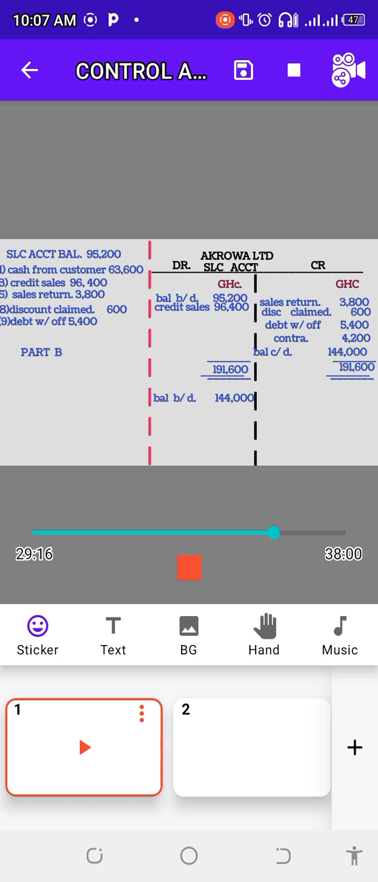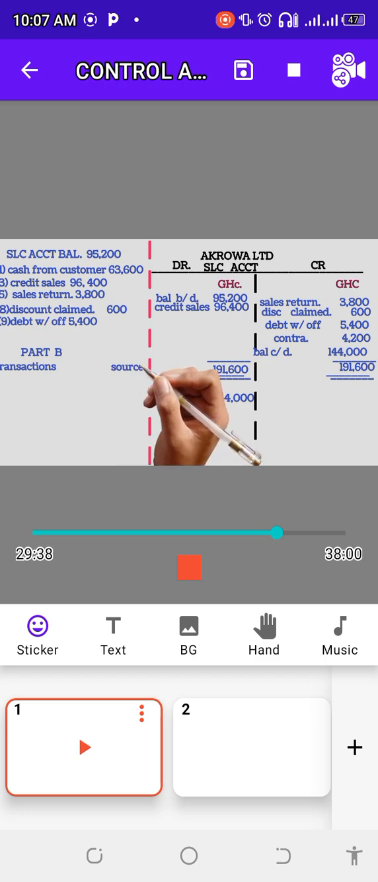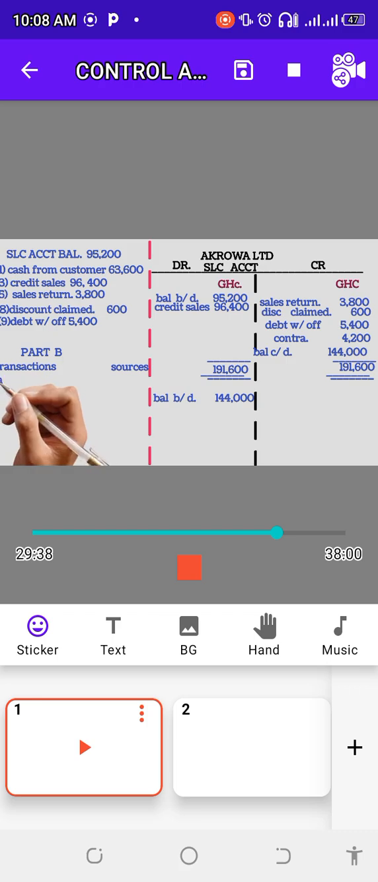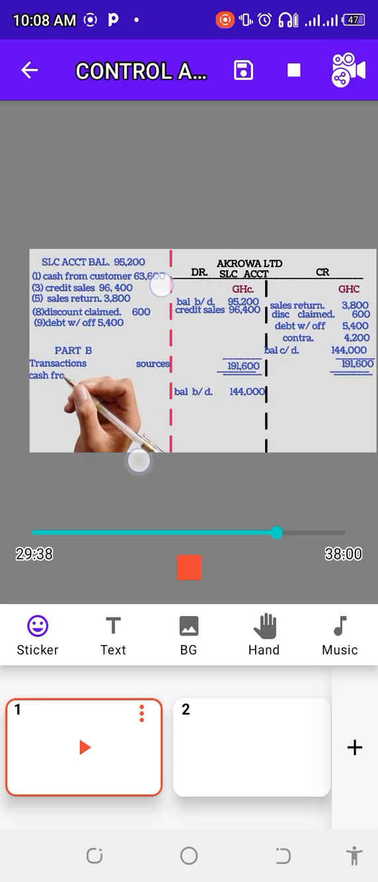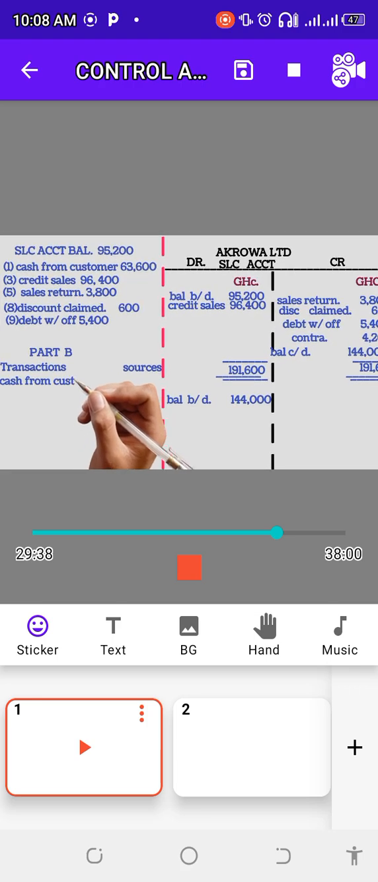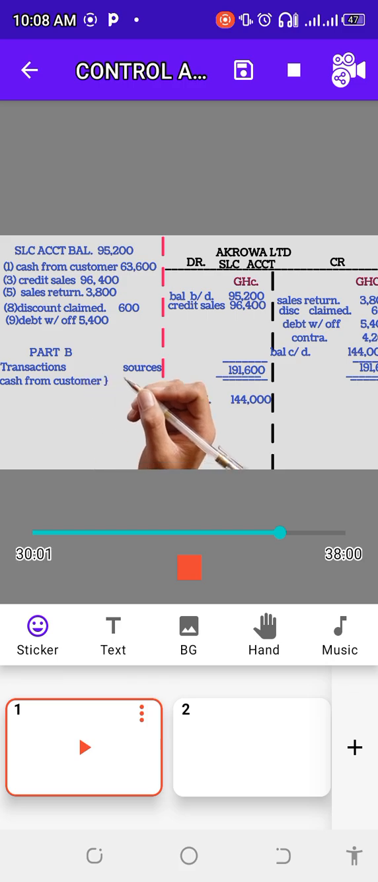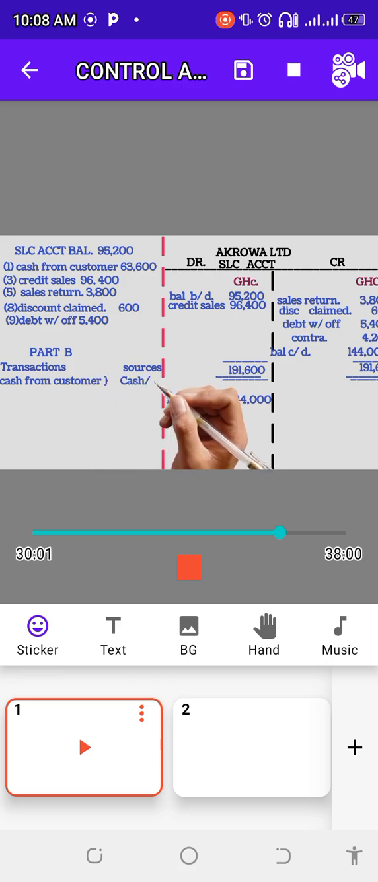The first information there, cash from customer. Everything about cash is gotten from what? The cash book. So we are going to write transaction and their sources. The first transaction 1 now, cash from customer. The information is from the cash book. Source of the book of prime entry is cash book.